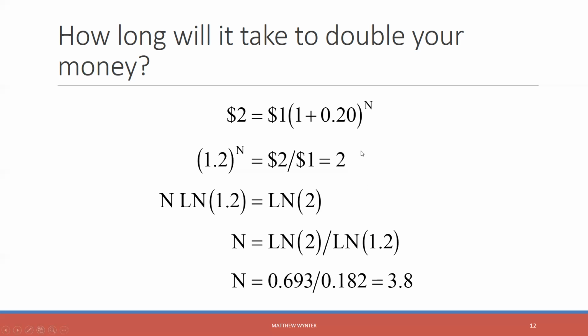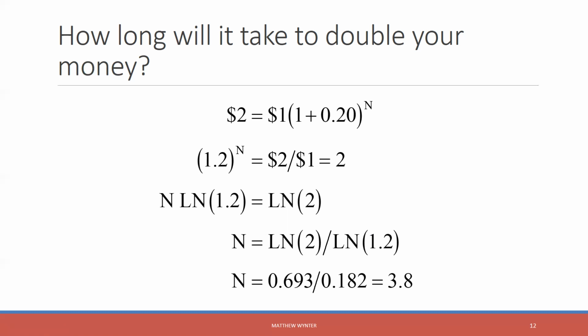So we have to remember our order of operations. Very first thing we do, knock out those parentheses. We bring it over to the left-hand side. We bring our 2 over, our dollar signs will cancel out. We've got 1.2 raised to the power of N equal 2.